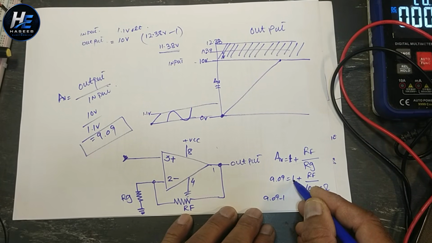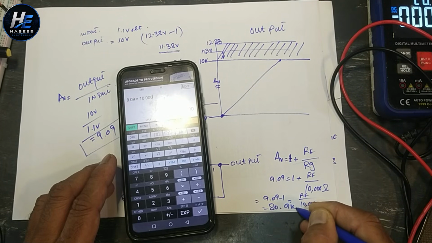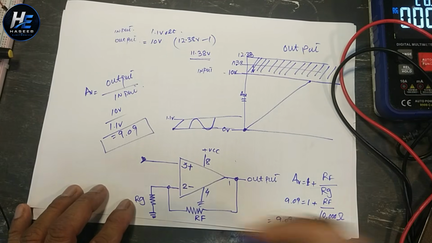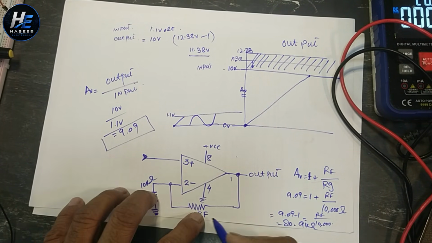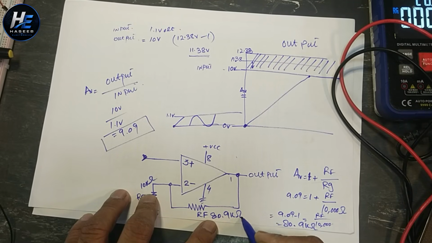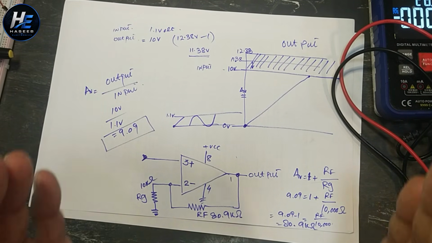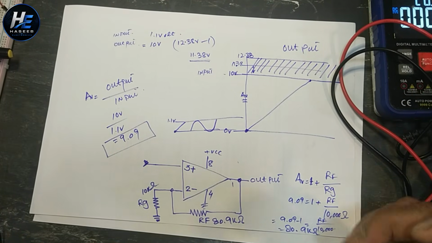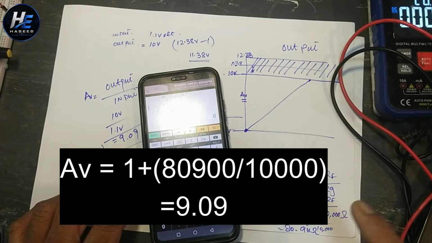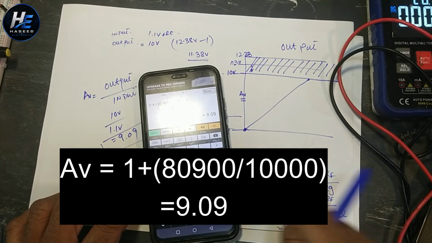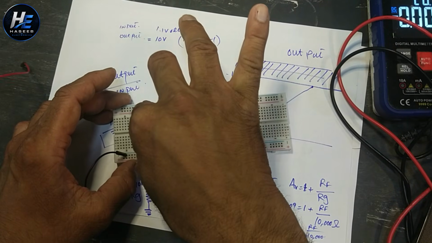9.09 minus 1, RF divided by 10,000, equals 80.9 kilo ohm. That means if we use this resistor 10 kilo ohm and this resistor 80.9 kilo ohm, the output gain will be 9.09. This is a calculated output. Let's verify it again using this formula. What will our expected gain? 9.09. Perfect. I will place this IC on the breadboard.